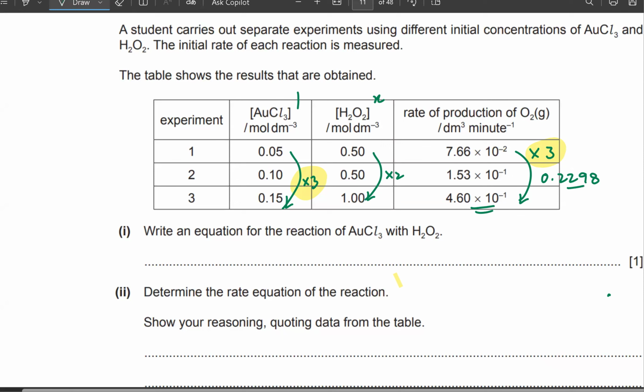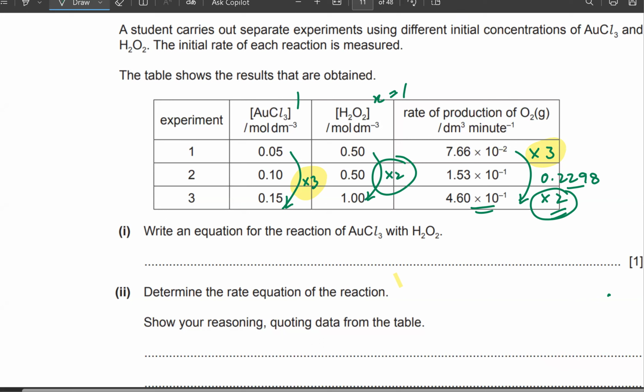But the answer over here is 4.6 times 10 power minus 1. So I've factored in AuCl3's effect. Now H2O2 is doubling, right? So that means the rate is becoming 4.6. So what is the factor in play over here? I think that's 2 times, right? Yes, 2 times. So that means this is doubling and the rate is further doubling to 4.6. So that means it's order 1, x is 1. Is that clear?